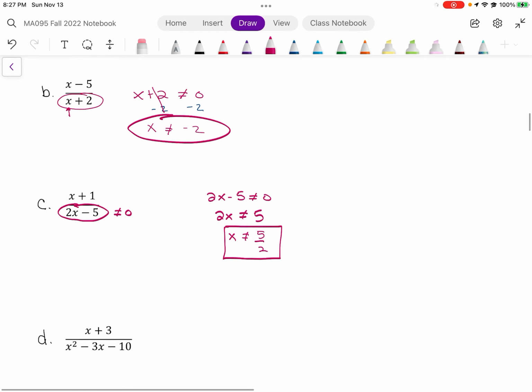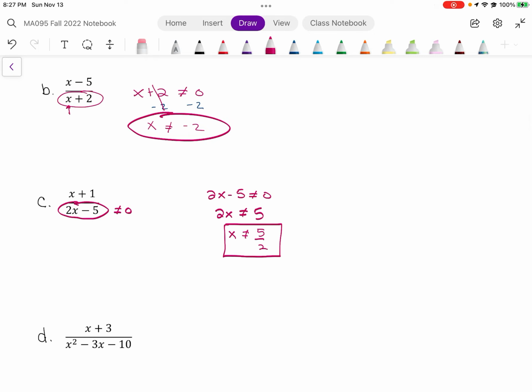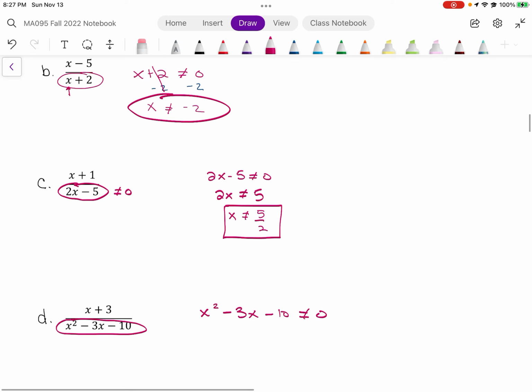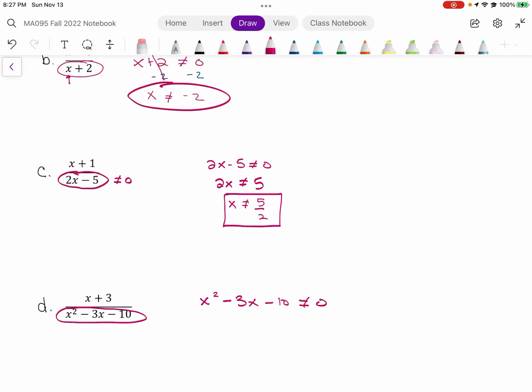All right. What about this one? So, no different. It's just that x squared minus 3x minus 10 cannot equal 0. All right, well, let's just factor it and see what that means. So when we factor this, we get x minus 5 and x plus 2. Keep practicing your factoring because we use it all the time.